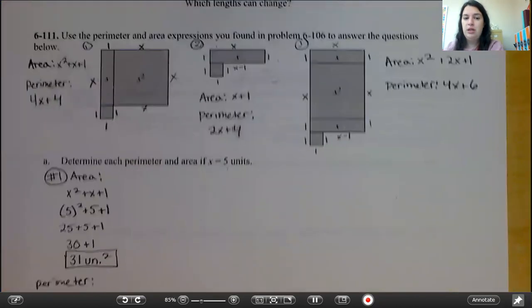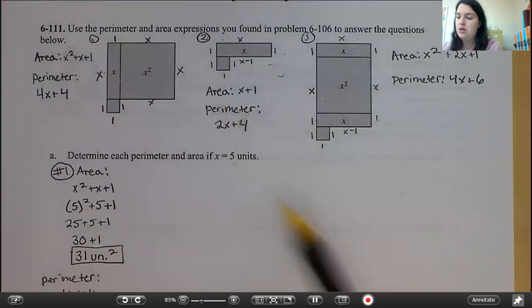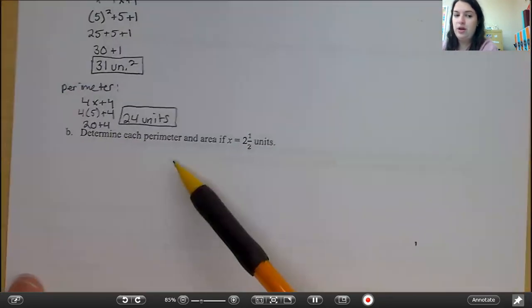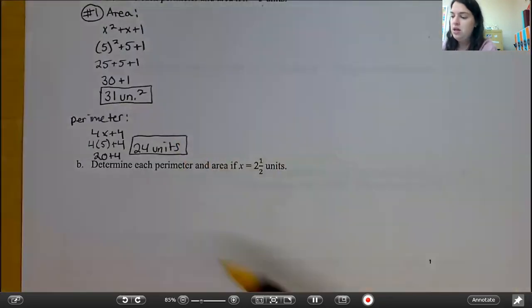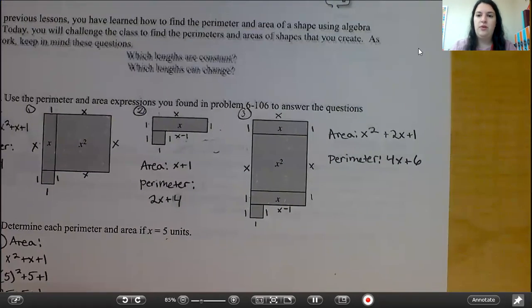So your responsibility now is to finish area and perimeter for shape 2 and shape 3 using x equals 5. When you're done with that, you're going to go down to part B, and you're going to do area and perimeter of each, so 1, 2, and 3, where x equals 2.5. So you will be working with fractions. As always, if you have any questions, please email me. And once you're done, upload a picture to the assignment on Google Classroom. That's the last problem you have to do as well.